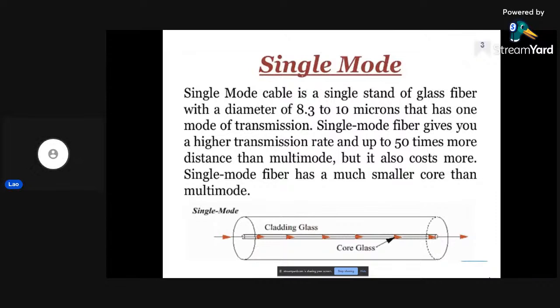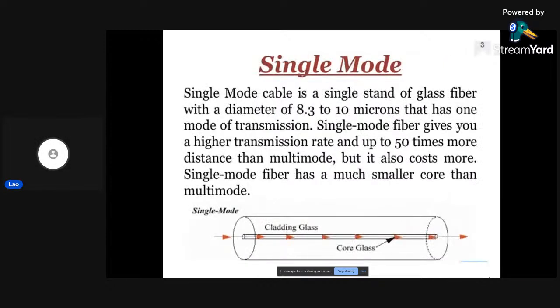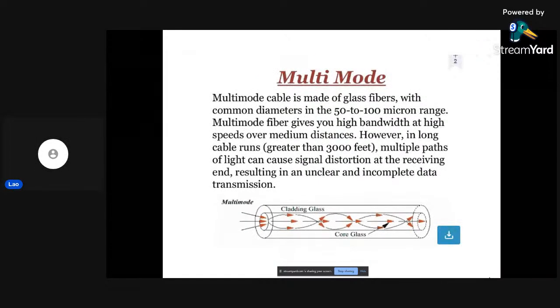Mas maliit yung center niya, yung central niya, if you're going to compare to multi-mode. So when you say multi-mode, multi-mode cable is made of glass fiber with common diameters of 50 to 100 micron range. So kung sa single mode is 8.3 to 10 microns lang siya. Sa multi-mode is 50 to 100. So naggi-give siya ng high bandwidth at a high speed over medium distances.